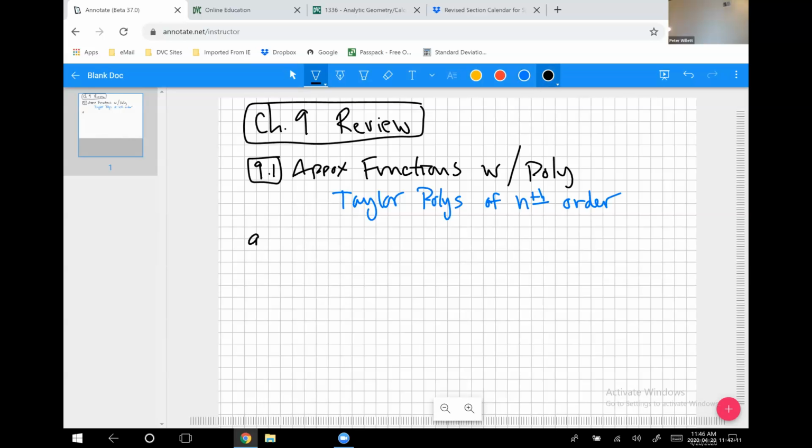So then in 9.2, we stepped away from the idea of a polynomial approximator of a function, and instead we focused on power series in general. What is a power series? It's an infinite order polynomial or infinite degree polynomial. And we call this properties of power series.